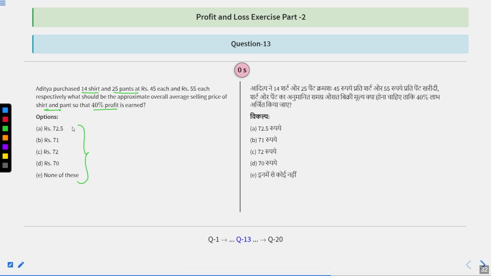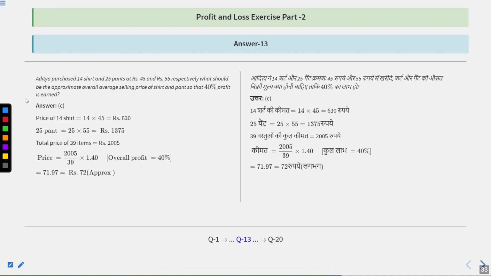Now time's up. Let's see the solution. The question says that the price of each shirt is 45 and the price of each pant is 55. So the total price of the 14 shirts will be 14 multiplied by 45. So it will become 630. In the same way, 25 pants, each pant price is 55. So 25 multiplied by 55 becomes 1375.